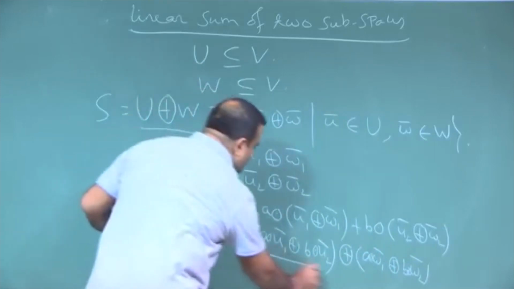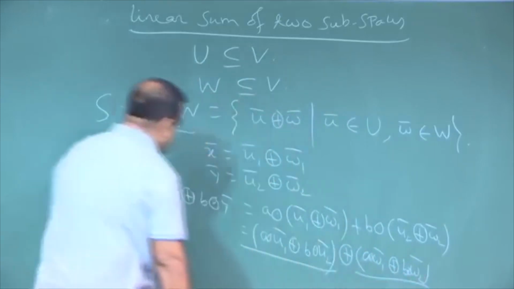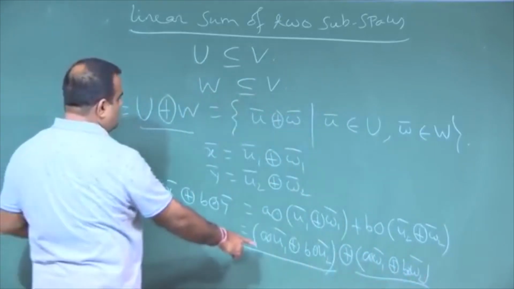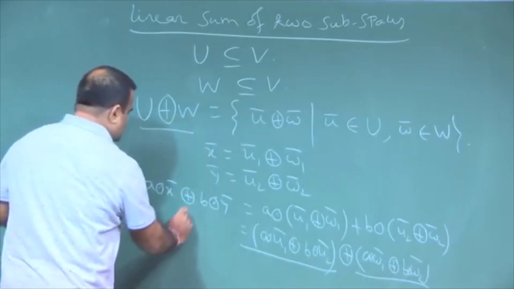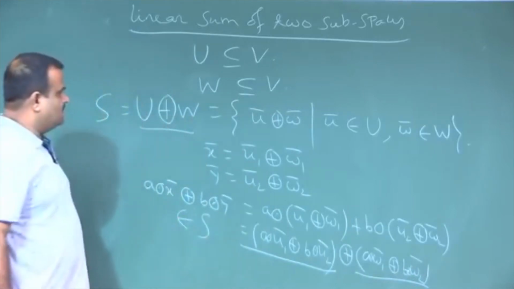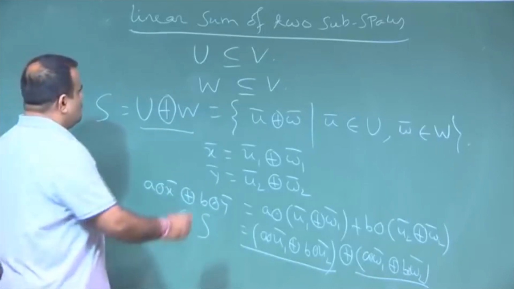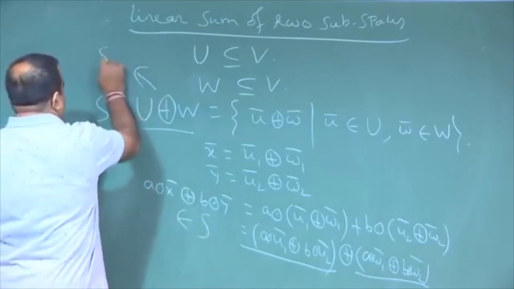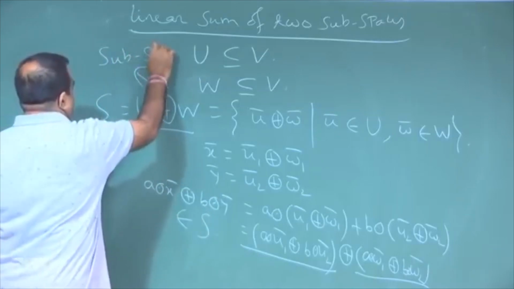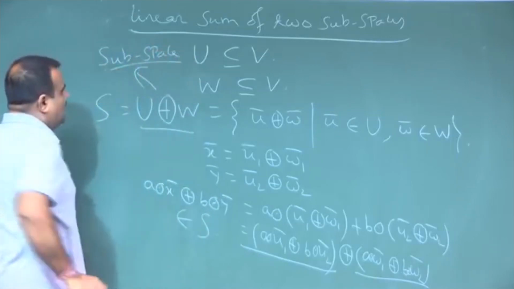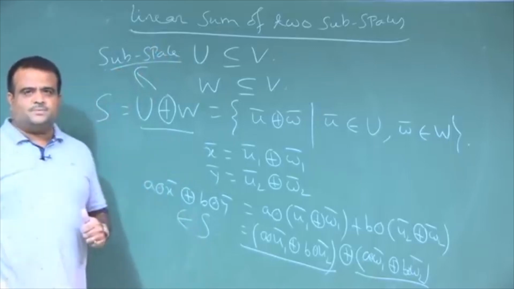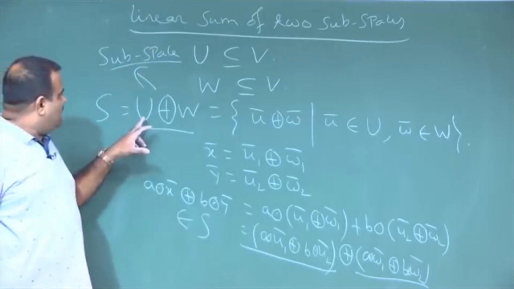Now, this is an element in U, this is an element in W. So, that means this will be an element in U plus W. So, this will be an element in S. So, that means this is a vector space. So, this is a subspace, and this will be the minimum subspace containing U and W.